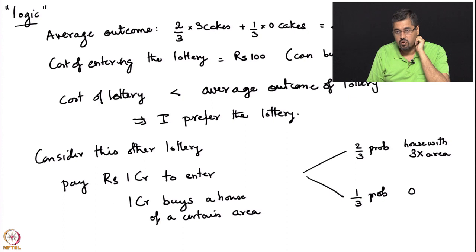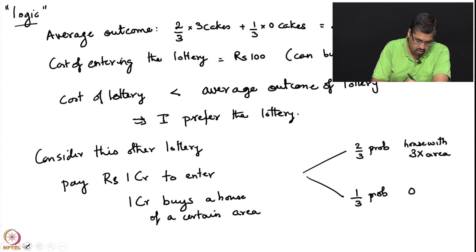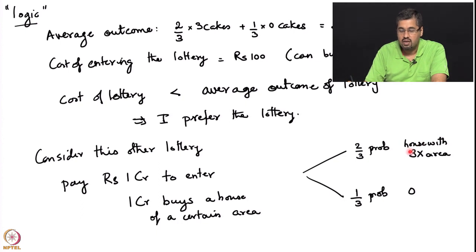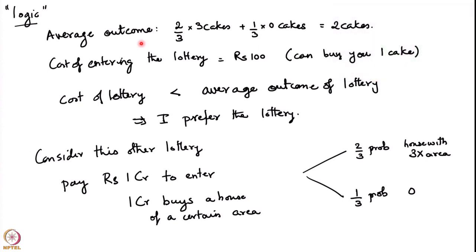If you bet 1 crore and this outcome comes out, great, you get a house that is thrice the size. But it can also happen that you lose your 1 crore and don't get anything at all. Now if I follow the same logic that you had outlined earlier, the logic on the top of the page, it is looking at the average outcome. The average outcome here, now in place of cakes you have a house, is a house that is twice the size.